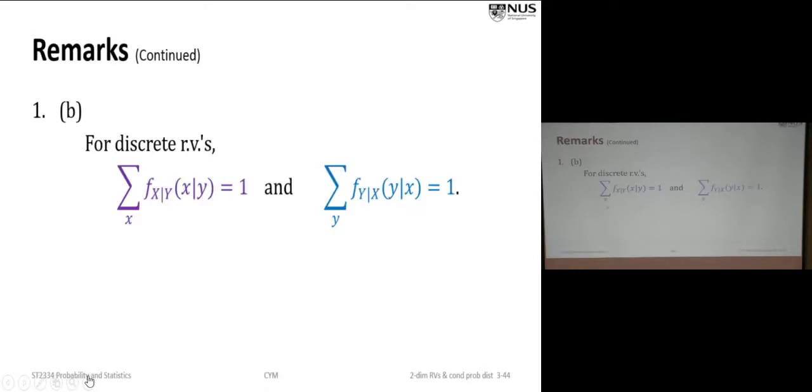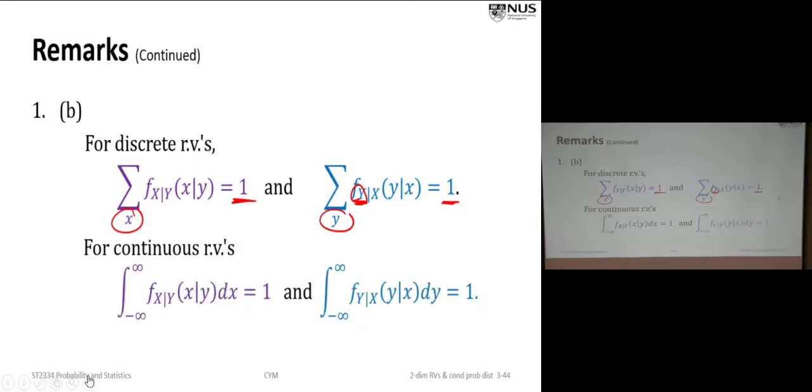Because it's a distribution, when you sum over x, it has to be 1. Sum over y for the conditional of y given x has to be 1, because the random variable we are talking about is y. Similarly for the continuous random variable, when you integrate the density of x with respect to x, it is equal to 1. Integrate the conditional distribution of y given x with respect to y, it has to be 1.